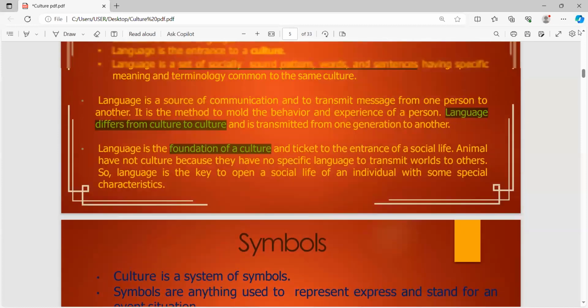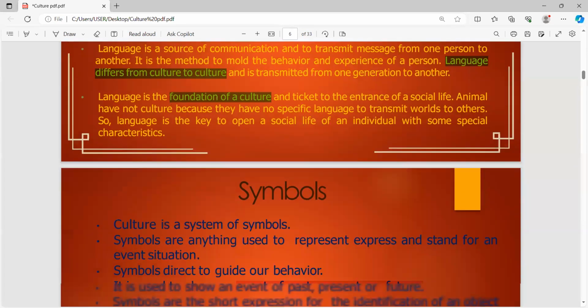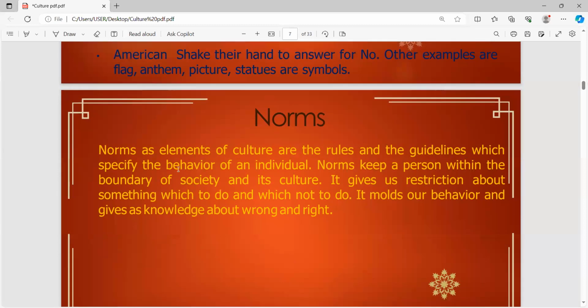Then the next component, norms. The norms. Actually, we can't touch norms, right? They are physical or behavioral rules or guidelines which we observe. When we are in our lifestyle, these guidelines we apply in our lifestyle. Those are called norms. The norms are elements of culture.